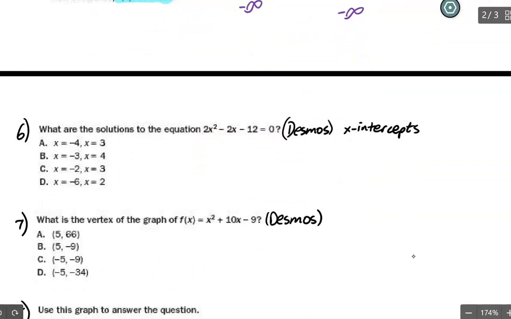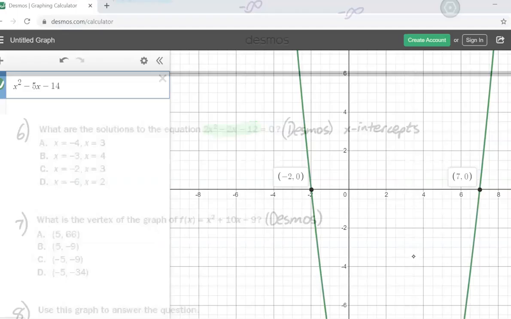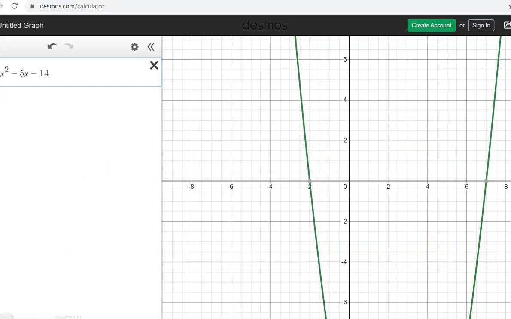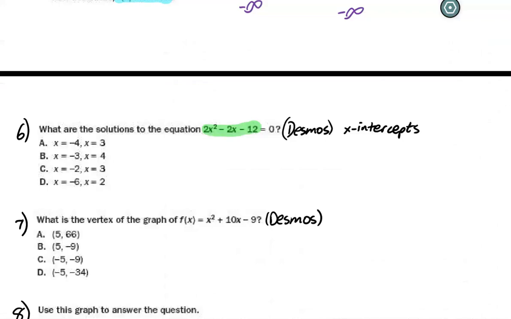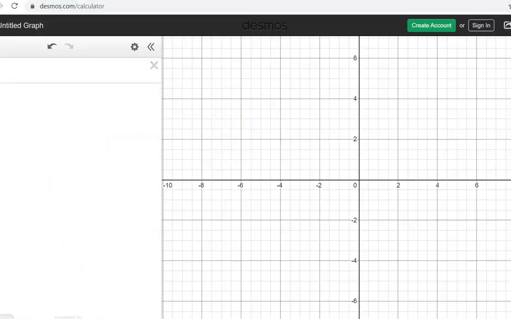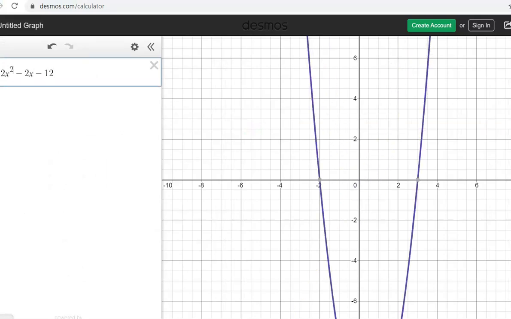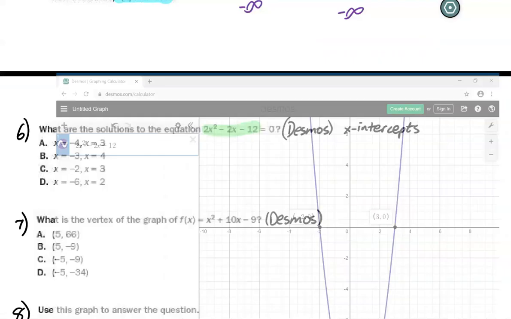Number 6, what are the solutions? This is the same as an earlier question, but it already makes it equal 0. So go ahead and type this into Desmos. Again, I'm just going to show you what that looks like. So that said 2x squared minus 2x minus 12. Let's make sure I typed that in correctly. Yes, it is. You have your 2 points here and here. Figure out what the answer is from there.